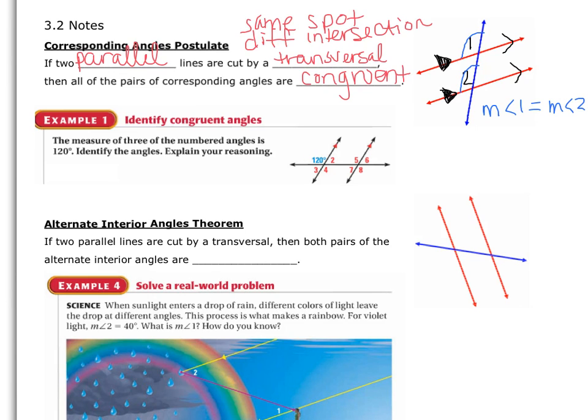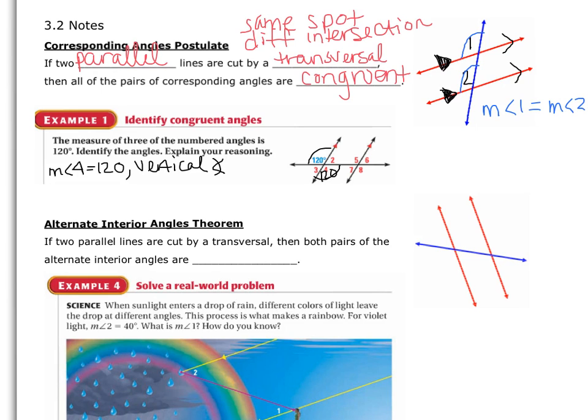So if this angle is 120, then that means that angle 4 is also 120, because those are vertical angles. So the measure of angle 4 is 120. And why? Because it's a vertical angle with the one that's 120 degrees.